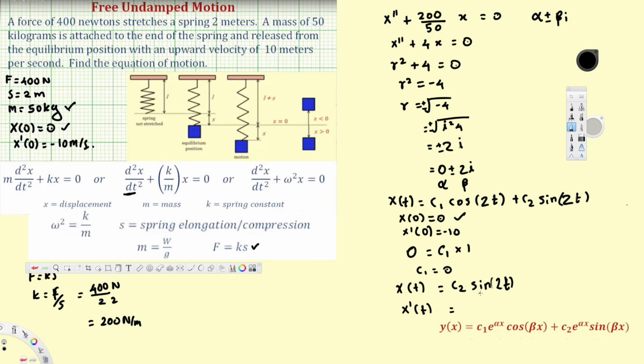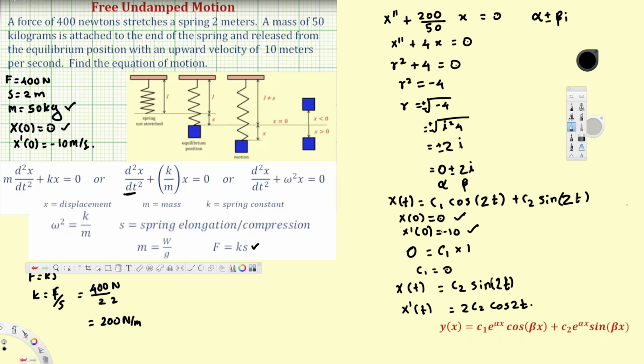Now if you take the derivative of this one with respect to t, this is going to be a chain rule, because we have to take the outside derivative and also the inside derivative. The inside derivative of this function is just 2. So this is going to be 2c2, and the derivative of sine 2t is going to be cos 2t. So cos 2t.